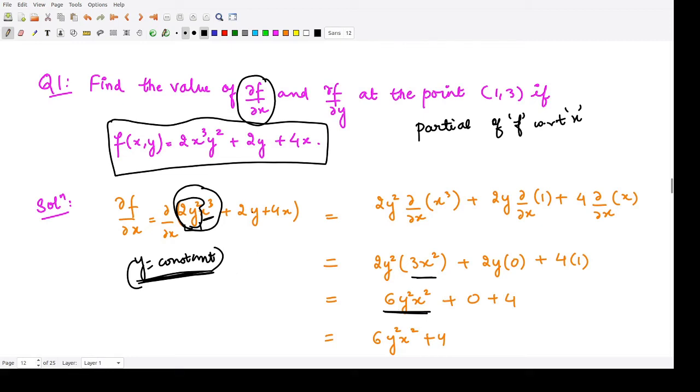For the second term, we have 2y. Now this term does not contain x, so that means it is a constant. And what is the derivative of a constant?